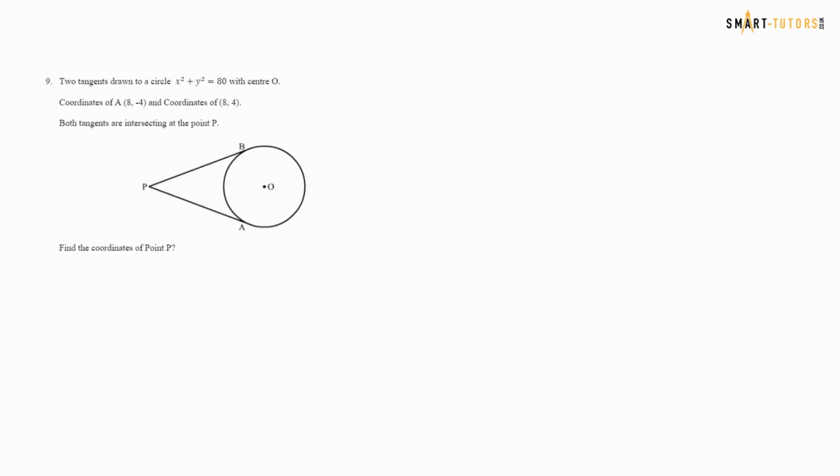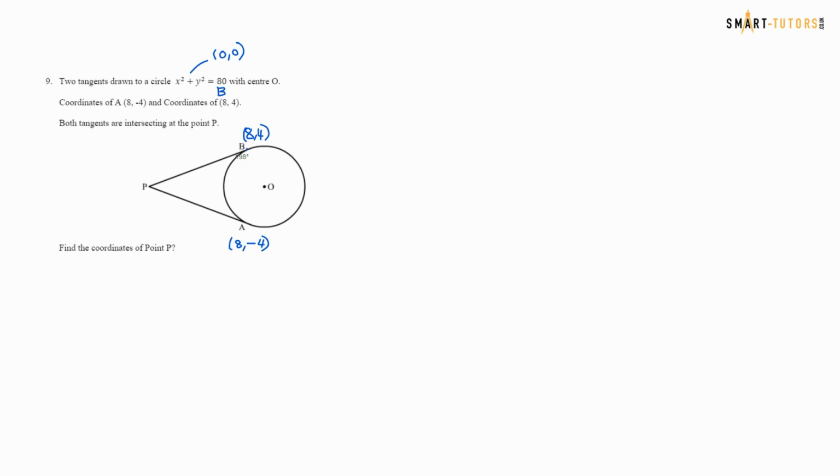Question number 9. Two tangents are drawn to a circle x squared plus y squared equals 80 with center O. The coordinates of A are 8, minus 4 and the coordinates of B are 8, 4. The center of the circle is 0, 0. Both tangents intersect at P. Find the coordinates of P.